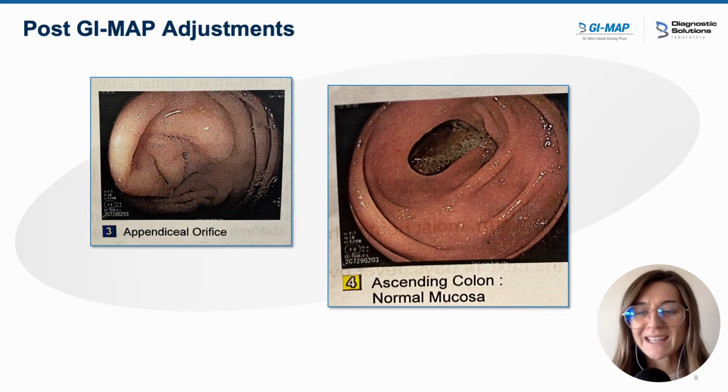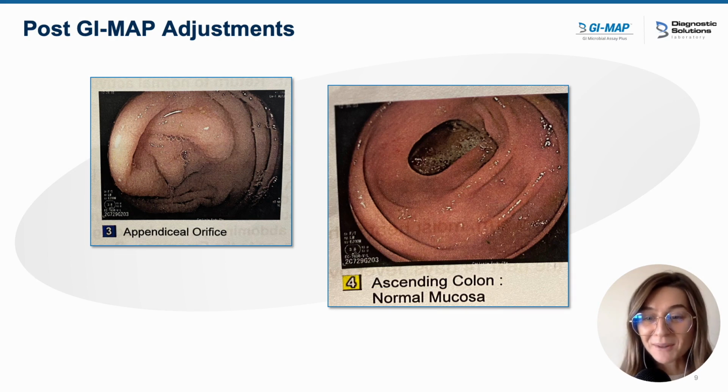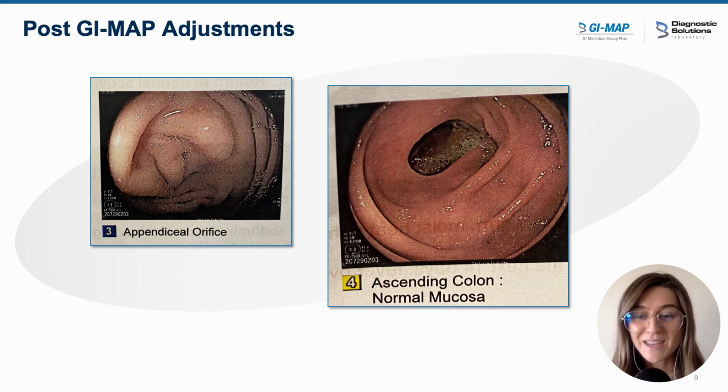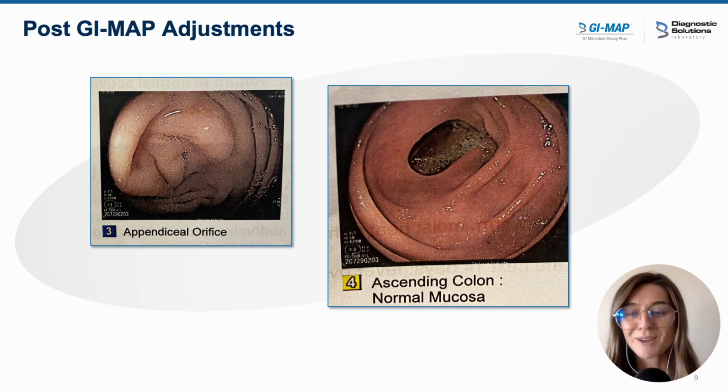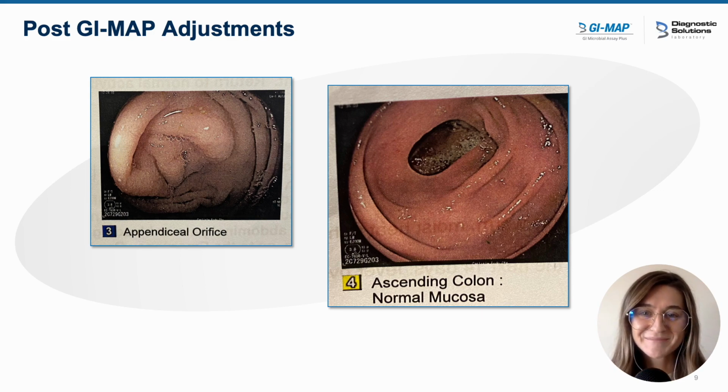And I thought it would be fitting to include the repeat colonoscopy images since I showed you the original findings of inflamed mucosa in the appendiceal orifice and the ascending colon. Here you're looking at colonoscopy results post GI map adjustment about 2 years later with healthy, thriving mucosal tissue.